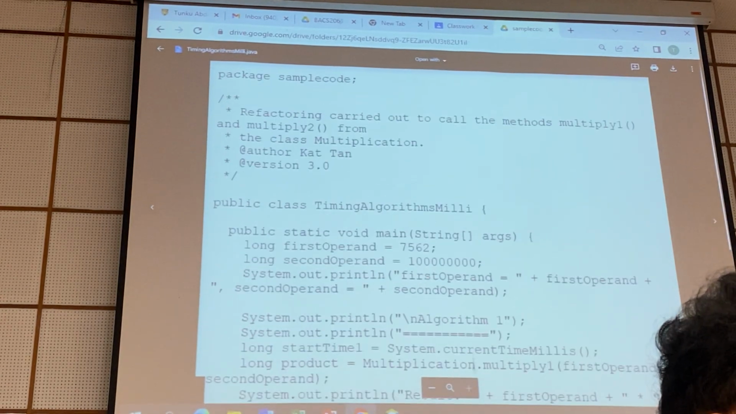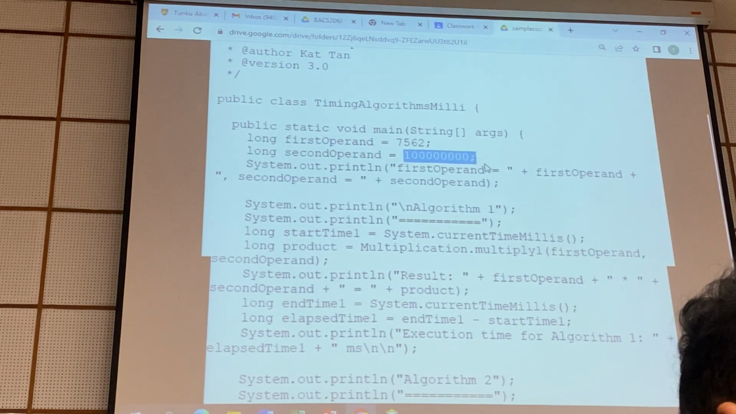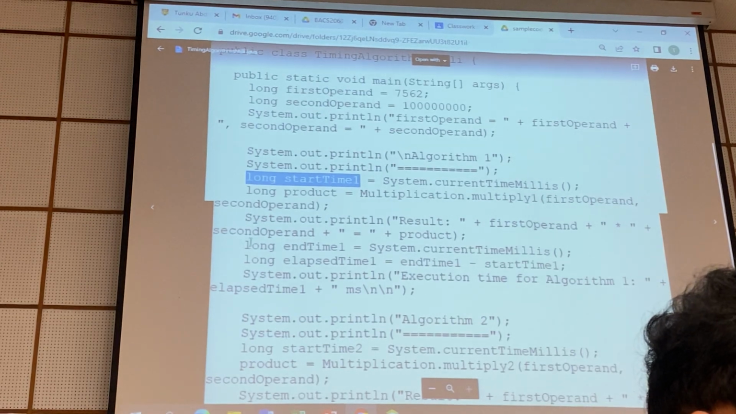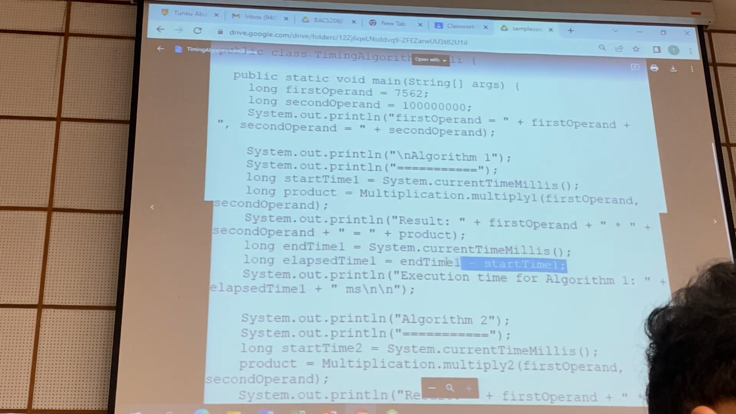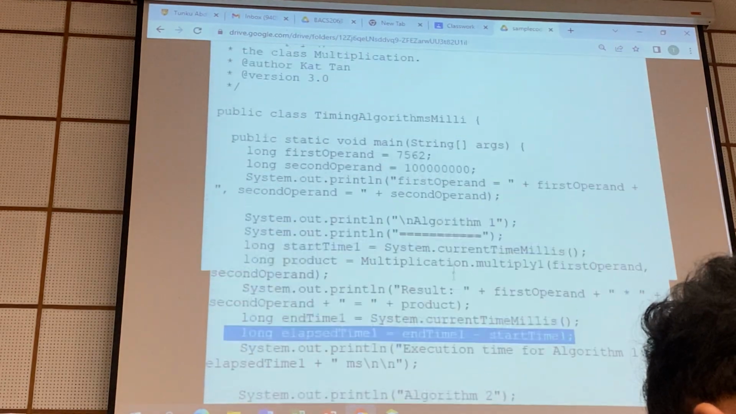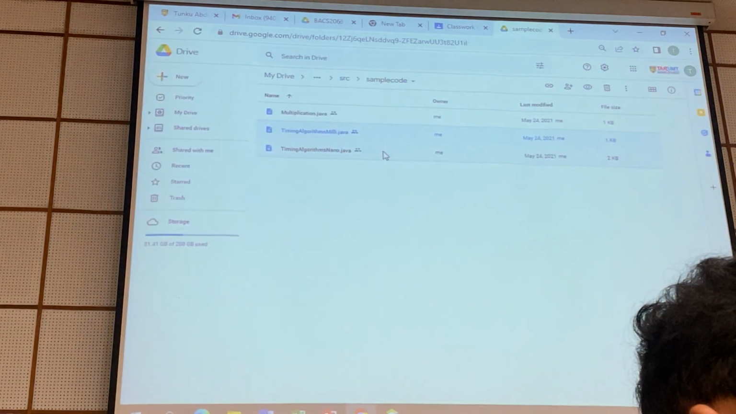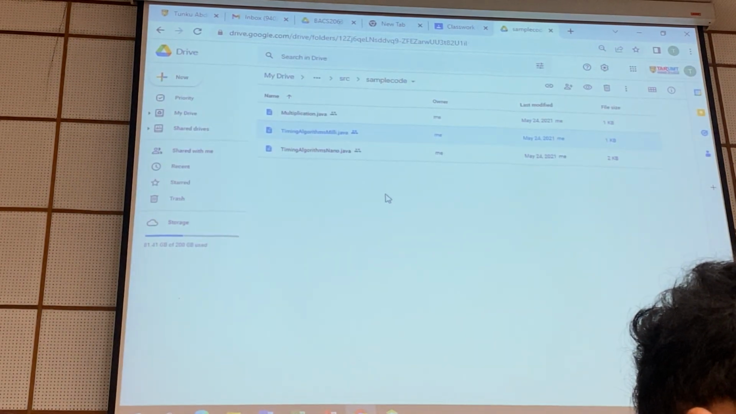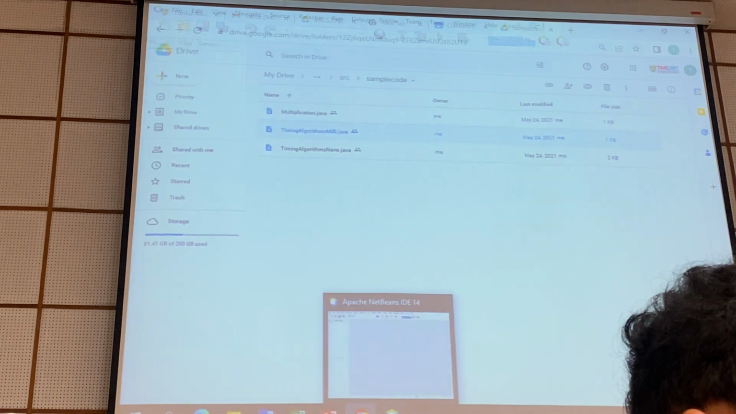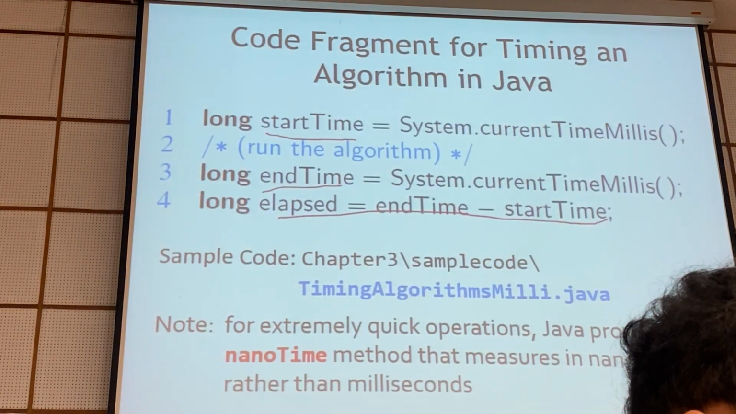Okay, the coding, here we're going to put the second operand as the bigger value. We check the start time, we check the end time, and figure out the difference. By looking at this, we'll be able to see which algorithm is faster. In fact, both algorithms are pretty fast.